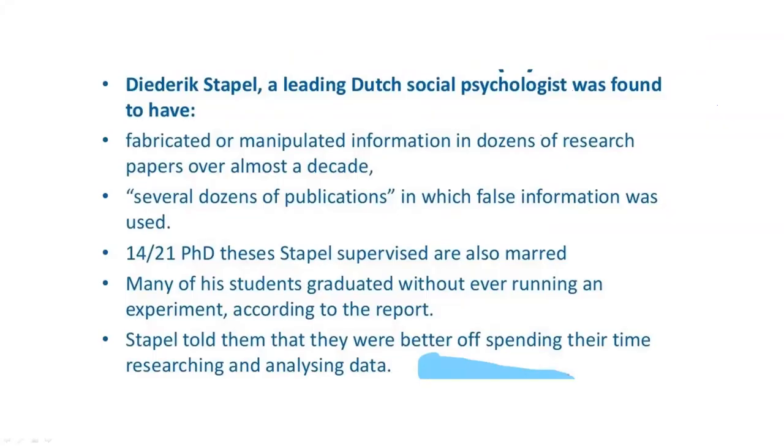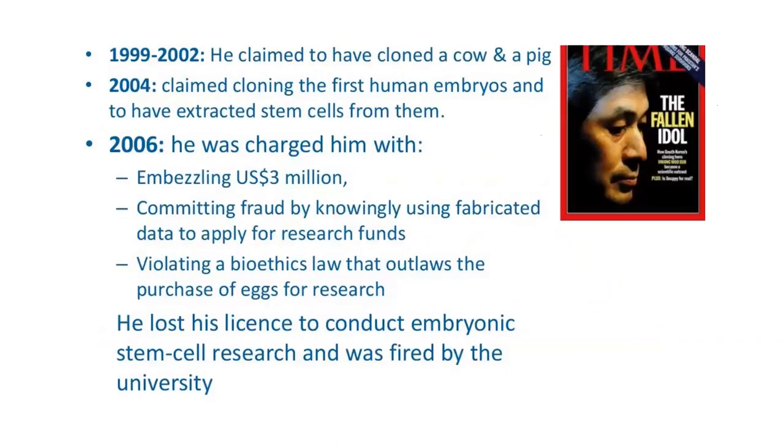Stapel, also a leading social psychologist, was found to have fabricated and manipulated information in dozens of research papers over almost a decade. Several dozen publications contained false information. He supervised 21 PhD theses up to 2014, but many of his students graduated without ever running an experiment. That is false, according to the report. Several were told they were better off spending their time researching and analyzing that. So these are also wrong implications.